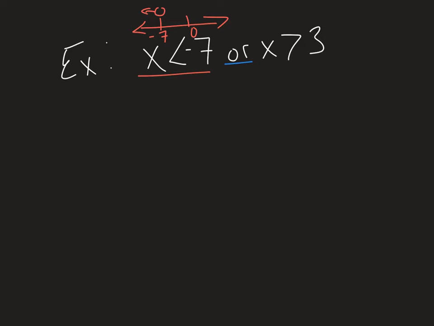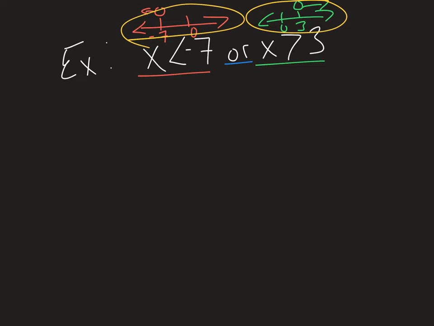I can also look at x is greater than 3. Again, I'd have a 0 and a mark at 3. That would be an open dot, and it's going to be greater, so it's going to go to the right. Now with "or," I am essentially combining both of these number sets. I'm saying it could be in either one of these. So I'm taking these two solution sets and putting them together into one giant solution set.